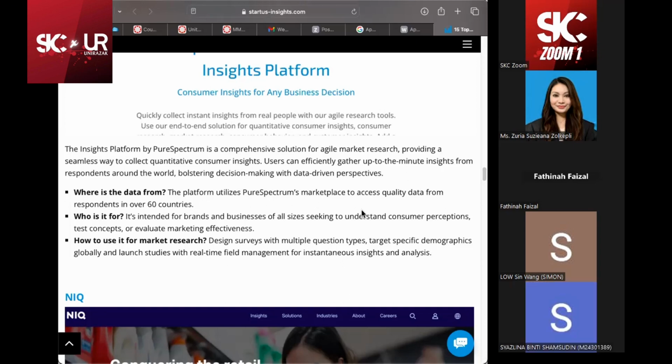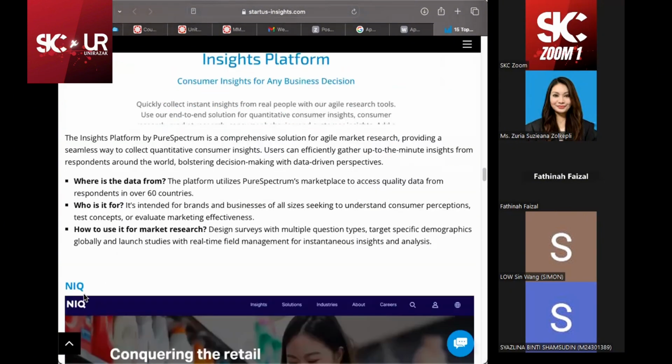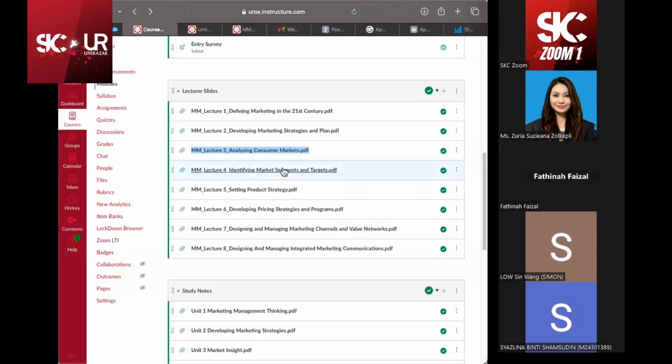All this, I don't think so. Okay, this is not free. Maybe there is a free version with limited features. Okay, but you can find more information. You can click here and it will bring you to the website.